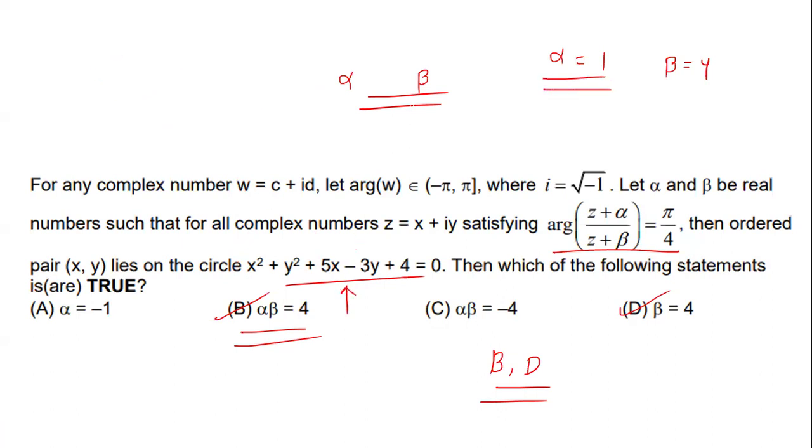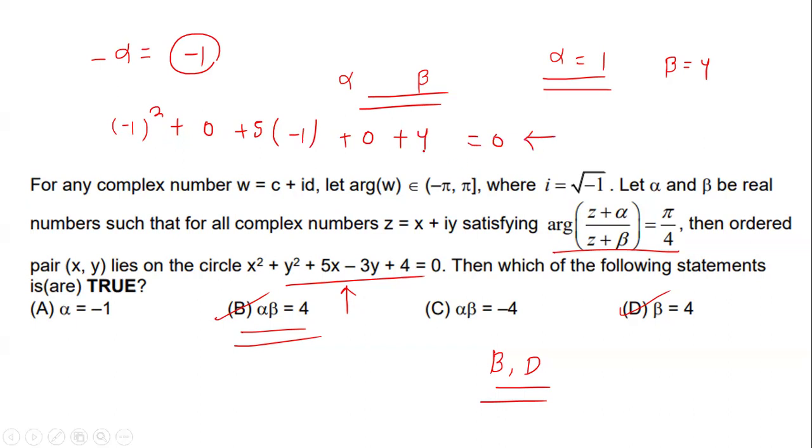Like we know alpha is equal to 1, so minus alpha will become minus 1. If you put minus 1 in this, it will come like minus 1 squared, y coordinate is 0, plus 5 times minus 1, and y coordinate is 0, and plus 4. So this will give us 0. So this is also satisfying this equation. And if you put minus 4, it will become minus 4 squared plus 5 times minus 4 plus 4. Y coordinate will become 0. So this is also 0. So both minus alpha and minus beta are also lying on this circle, and in this way we can solve this problem.